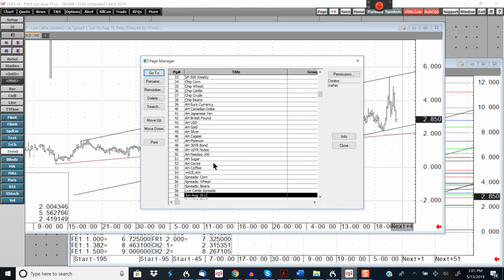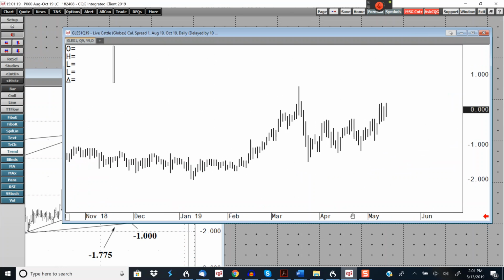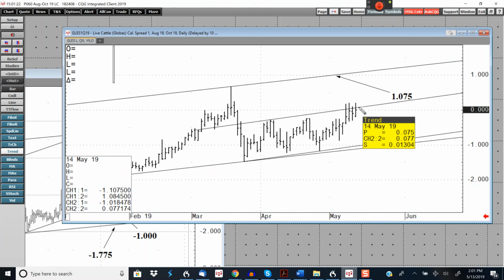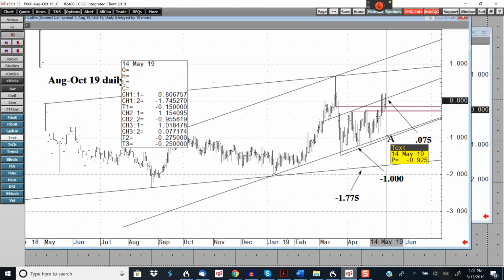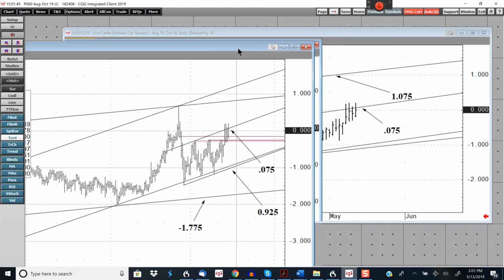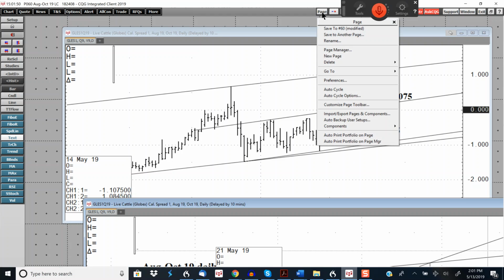Let's talk August, October. Once again, my charts are all screwed up. All right, look at that. We settled below that. This is 0.075 again. So holding below this allows, this area once again, this channel structure, which is now at about 0.925. But if we close above it, like I said, we're looking for 1.0, actually 1.075. All right? So that's pretty clear.